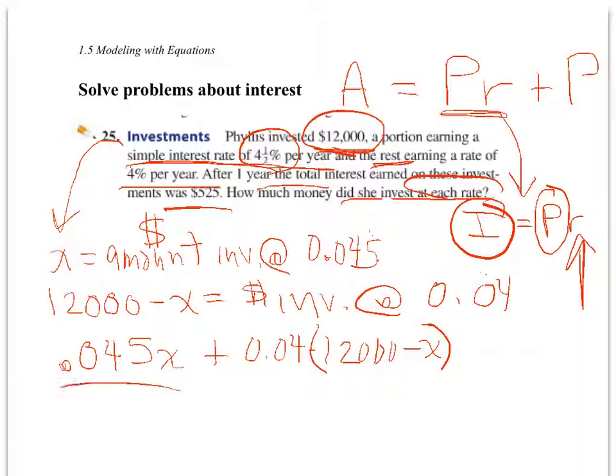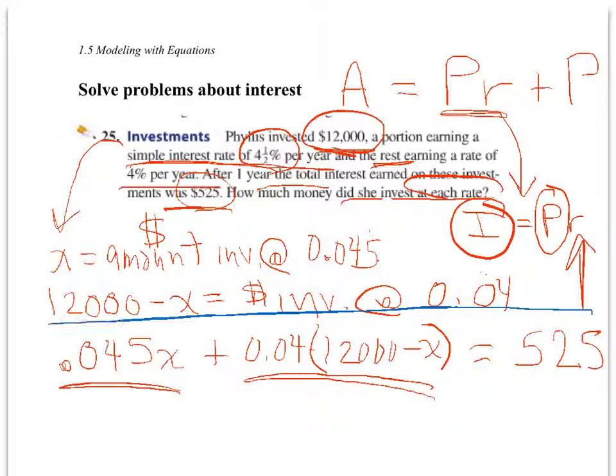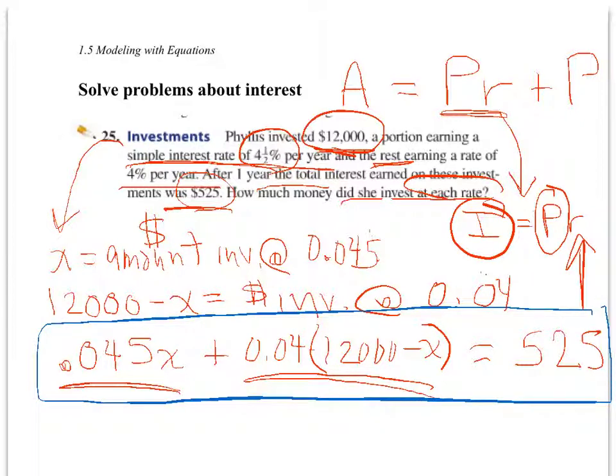Well, this is the amount of interest at the 4.5% investment. This calculation tells us the amount of interest at the 4% investment, and we know that the total amount of interest is $525. So those two things added together must equal 525. And there's the equation. You can solve this equation, and as long as you don't make any algebraic mistakes, you should come up with the correct answer. But from this point on, it's a problem that you should be able to solve.